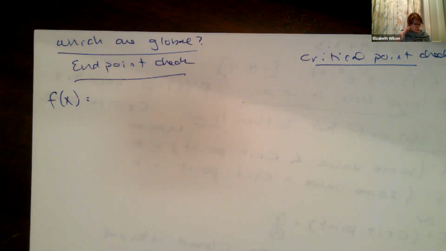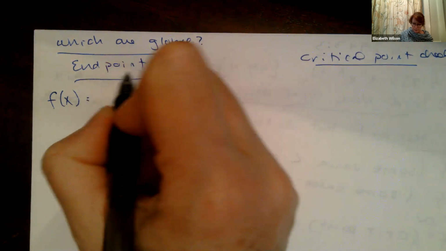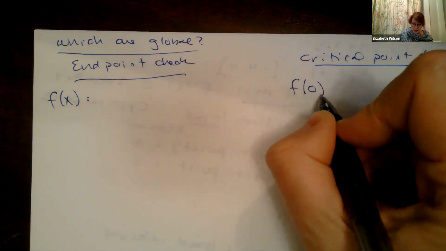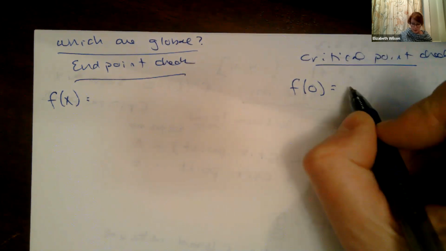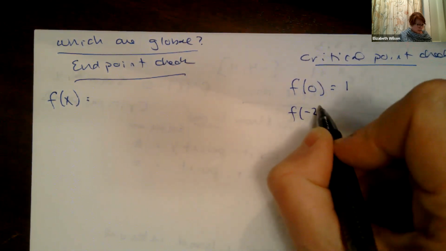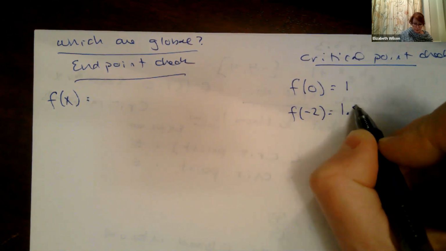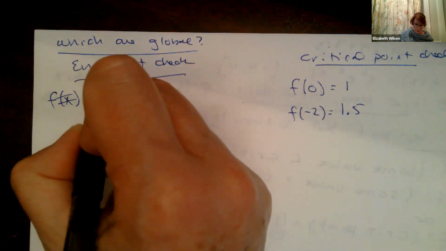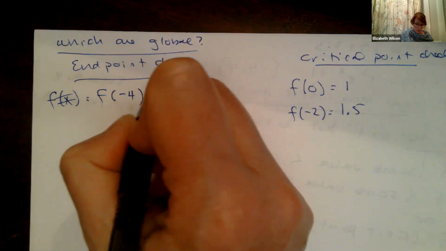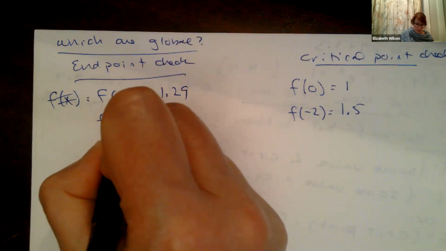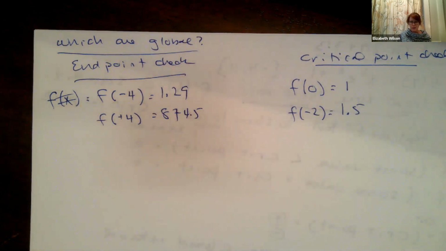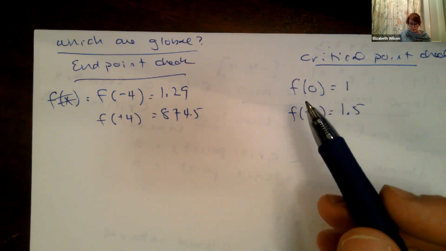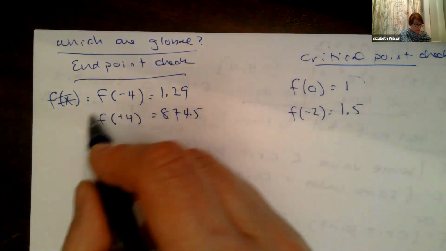So I plug in, I'm actually looking for values. I take my critical points and I plug it in. This is 0 squared plus 0 squared times e to the 0 plus 1. That's just going to give me 1. F of minus 2, I got 1.5. F of minus 4, I got 1.29. F of positive 4, these are my endpoints, right? Okay, 874.5. Okay, so on this, I'm looking for the smallest value and I'm looking for the biggest value, right?